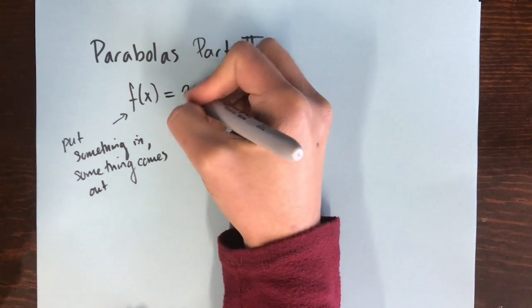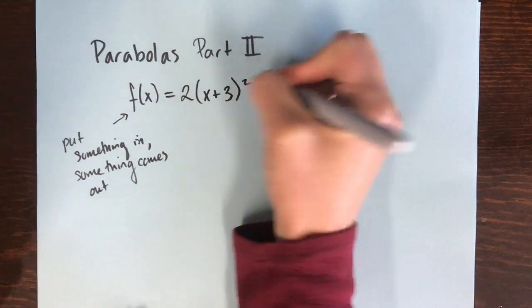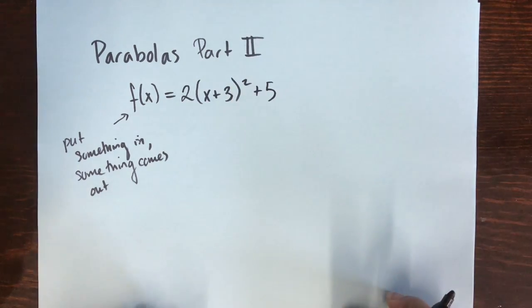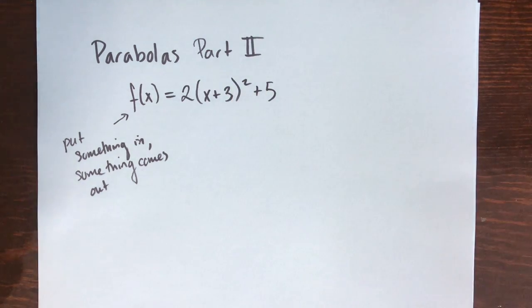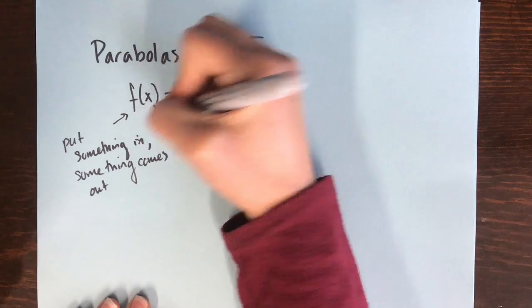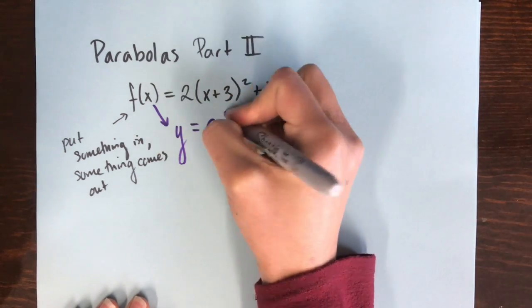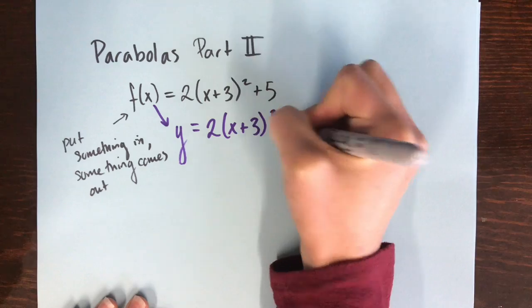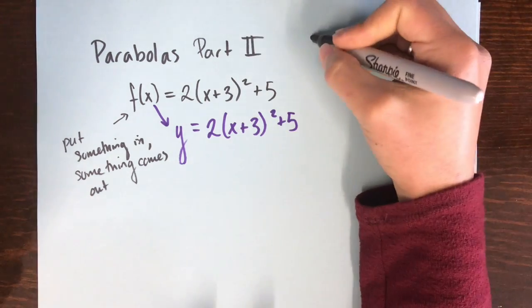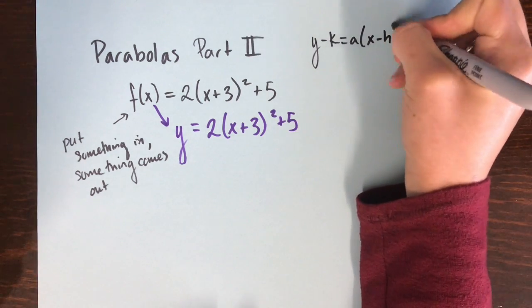Okay, remember a function is just where I put something in and something comes out, like the vending machine. I punch in a number and then a treat comes out, right? And this particular function we're looking at is called f, and it is a function that when I put x in, all this stuff happens to x, right? It's 2 times (x plus 3) squared, plus 5. And then a number will come out.